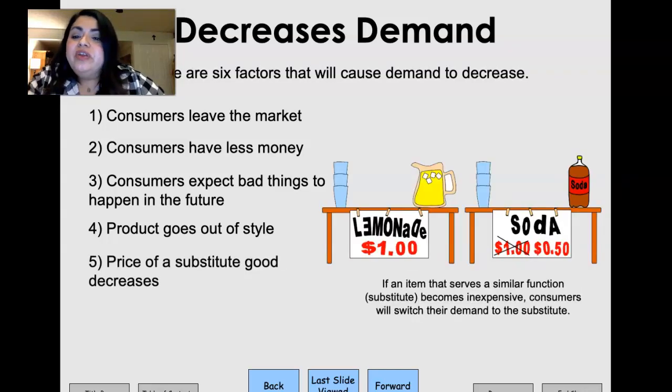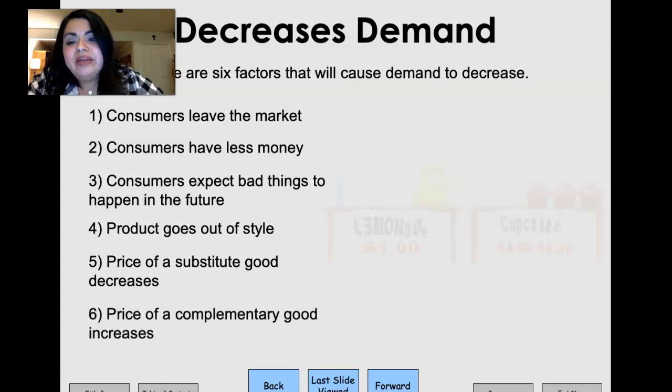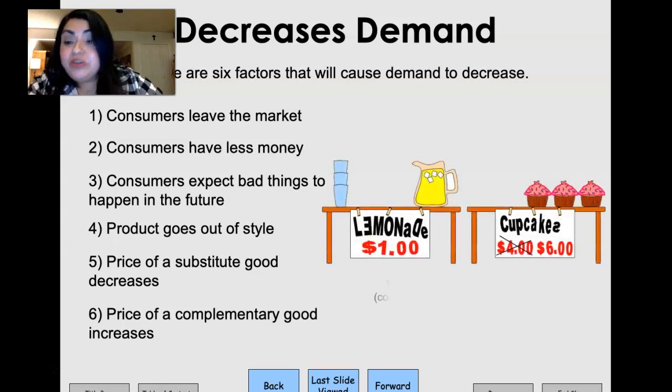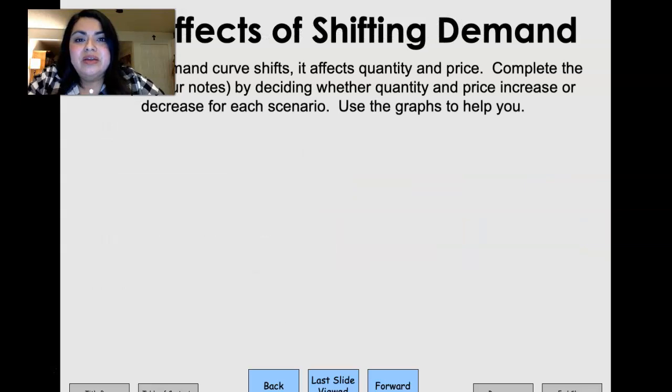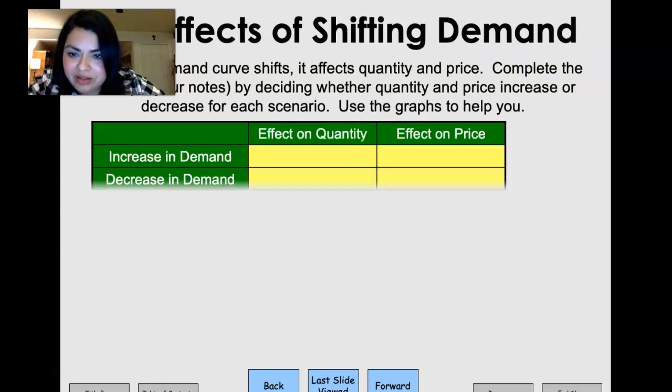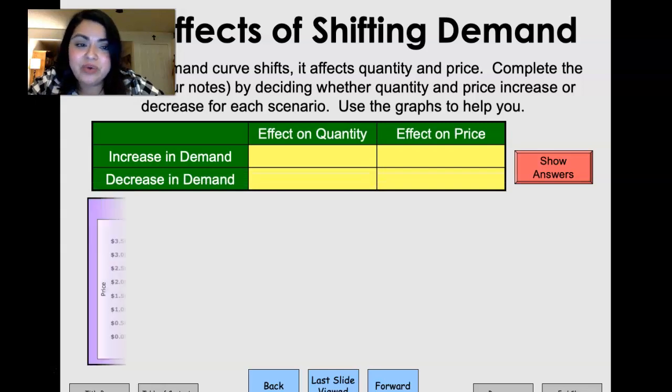And then, of course, if the substitute price decreases, the demand will go up. And if the price of the complementary good increases, if gas prices start to go through the roof, people buy tiny cars. So it's the exact same, just opposite. I feel like I'm talking too much, but we're getting it all done in one day.